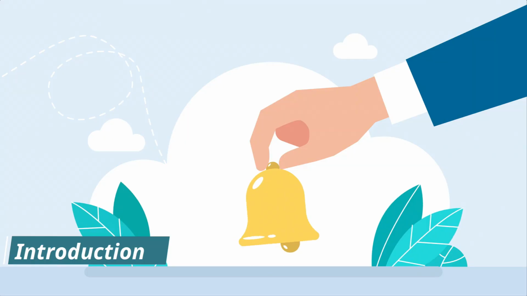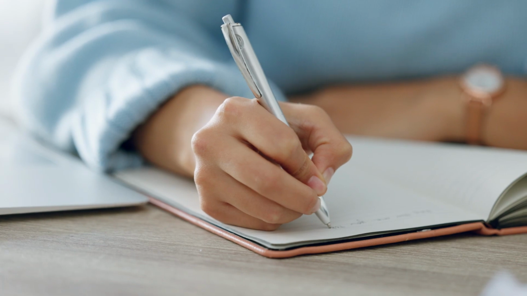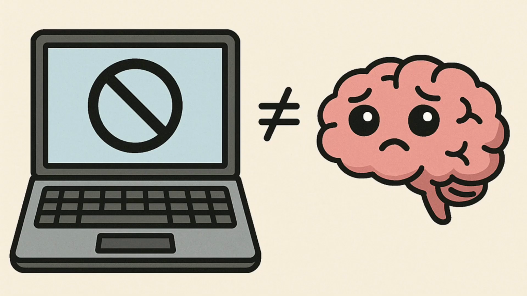write notes. We set reminders. We keep diaries. That's how humans remember. But computers? They don't have brains. So how do they remember?